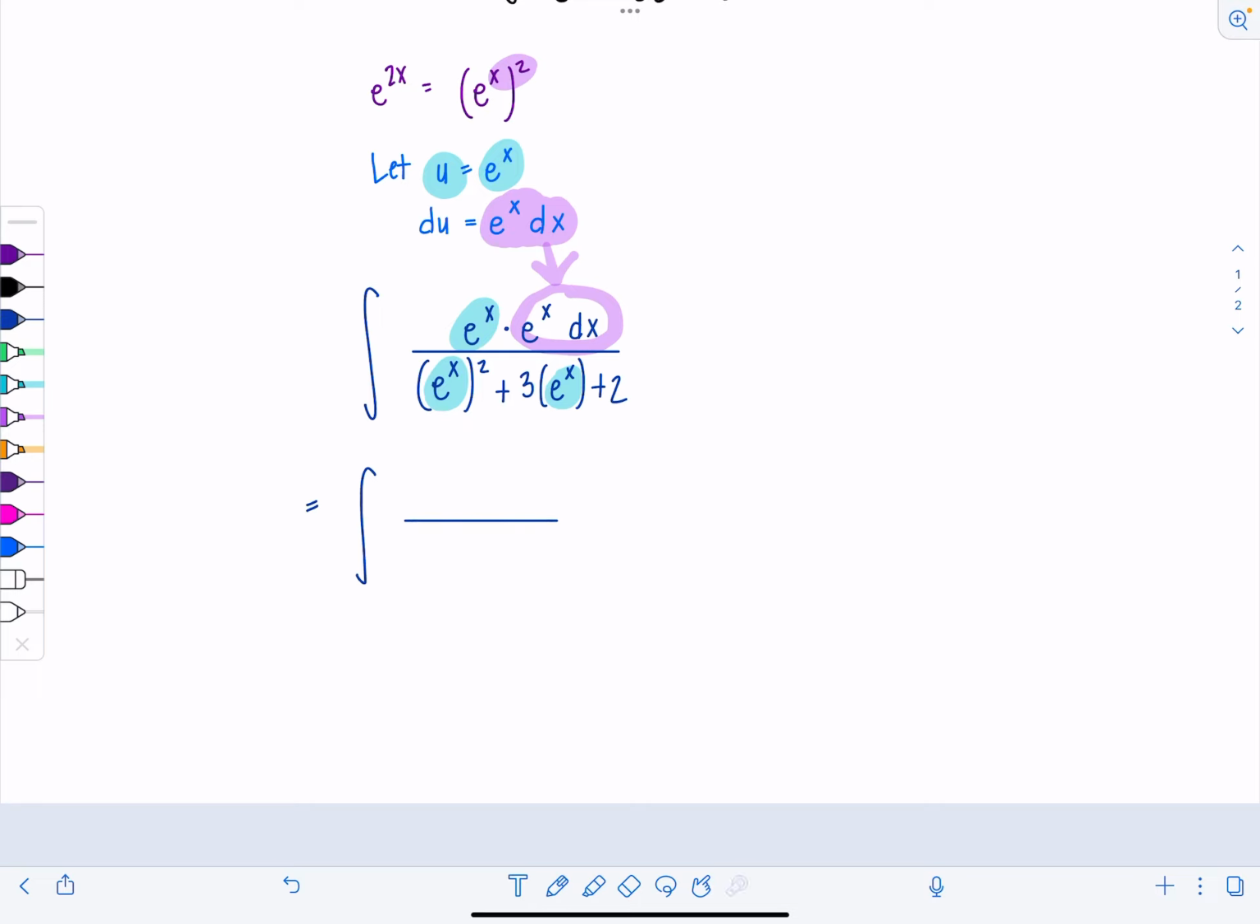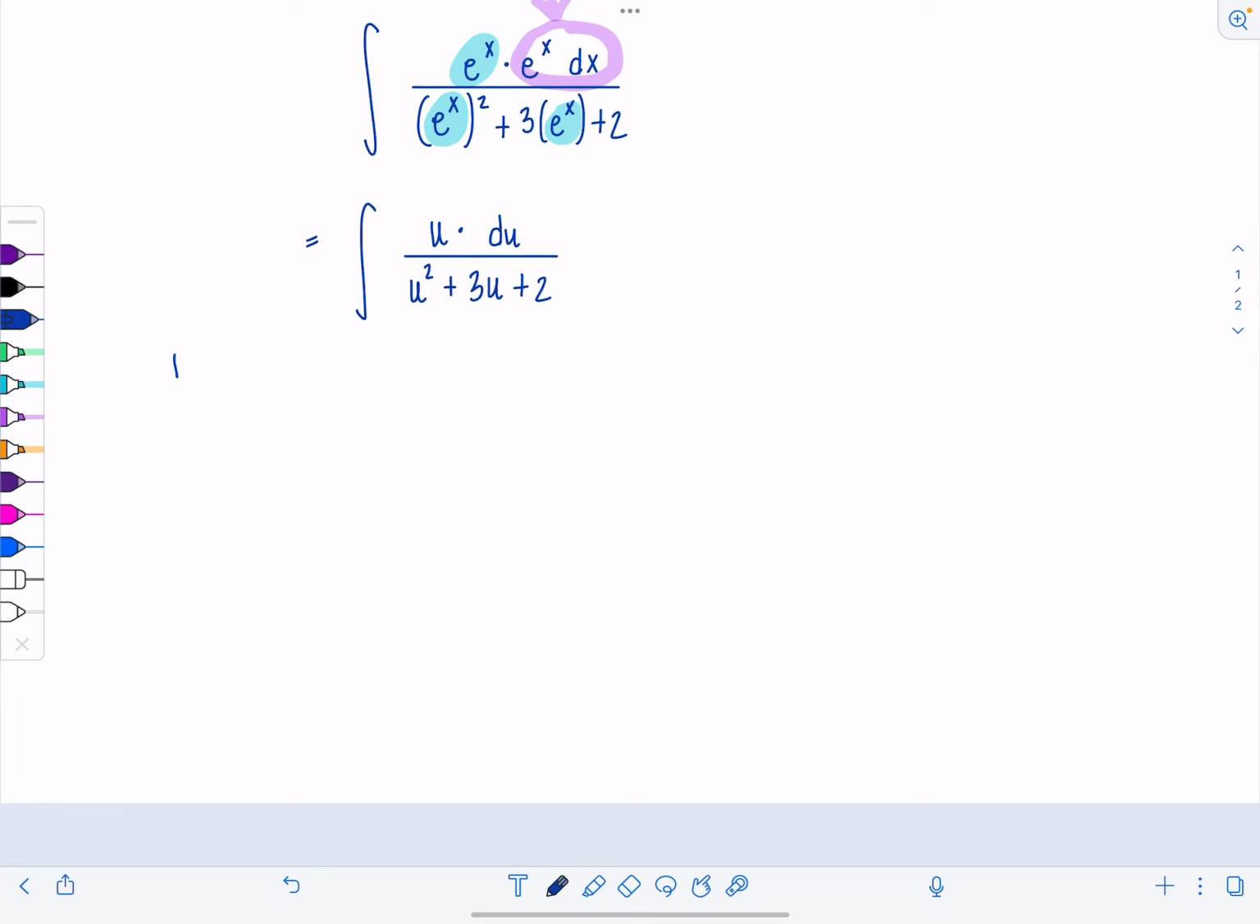Okay, so this e to the x right here, that's going to be a u. Then this e to the x dx, that's du. Fabulous. And then in the denominator, we have u squared plus 3u plus 2. Woo! All right, now this is where it comes into play. We have a rational function, polynomial in the top, polynomial in the bottom. The degree of the denominator is higher than the degree of the numerator, so it's time to do partial fraction decomposition.